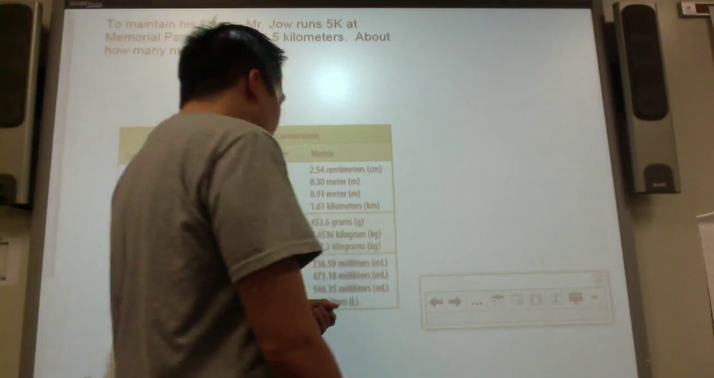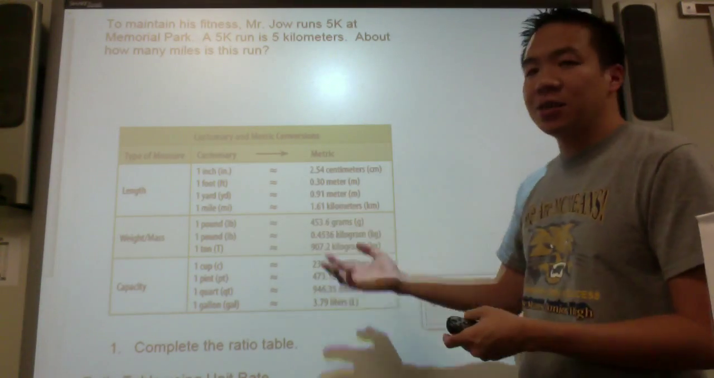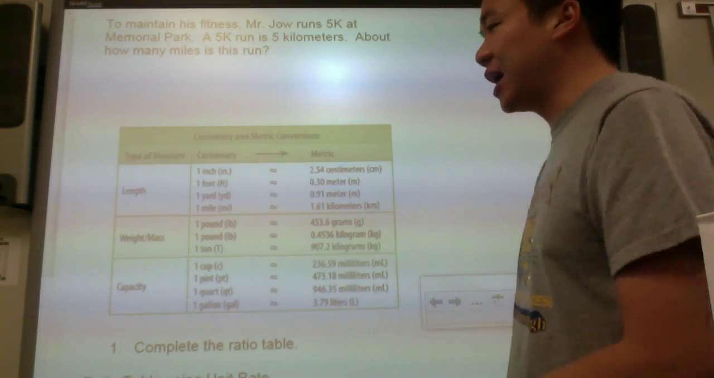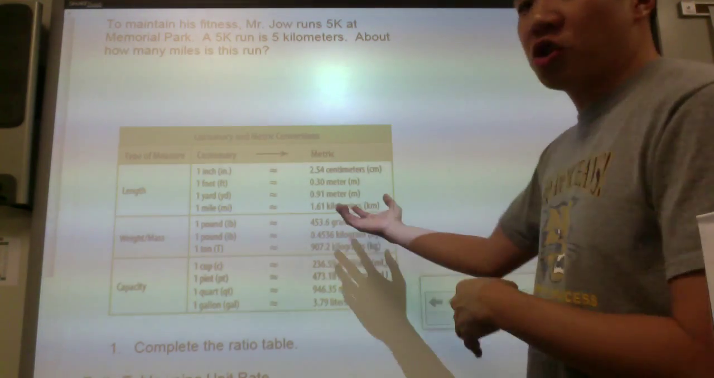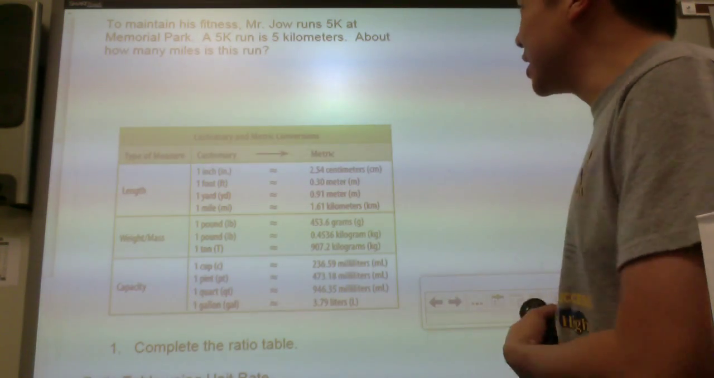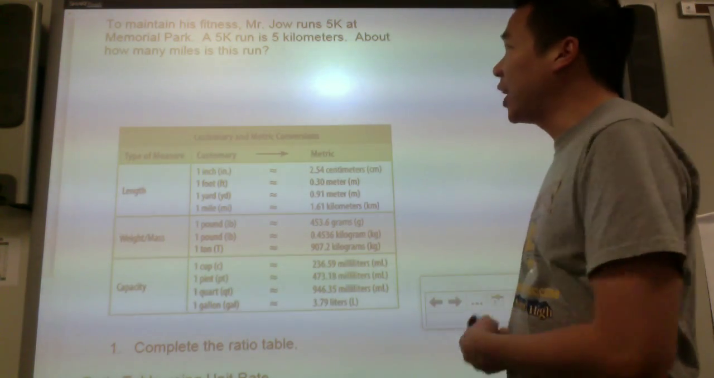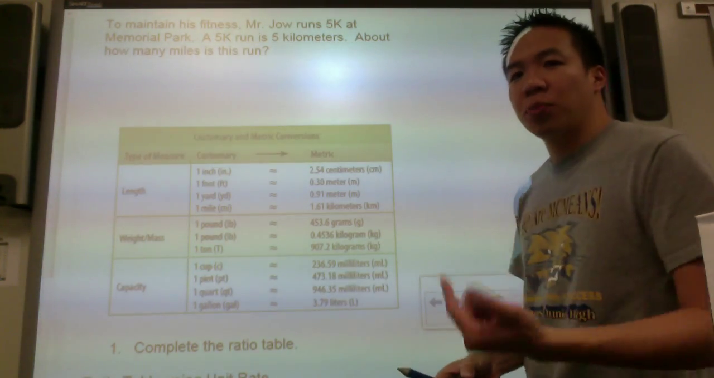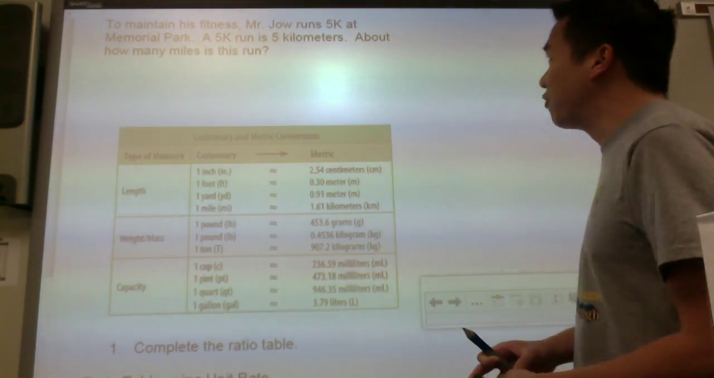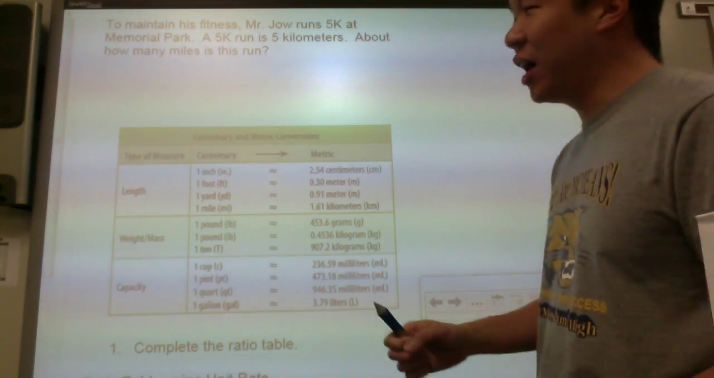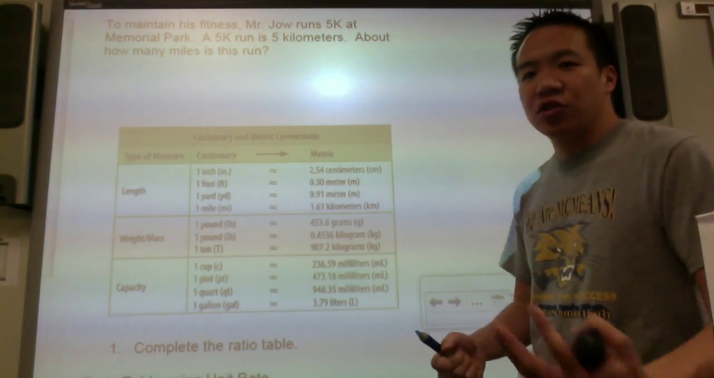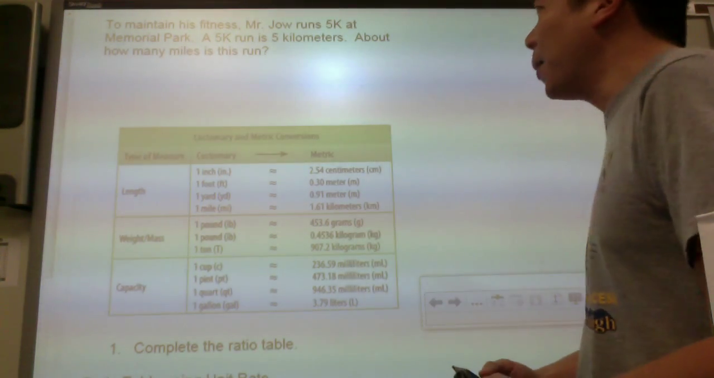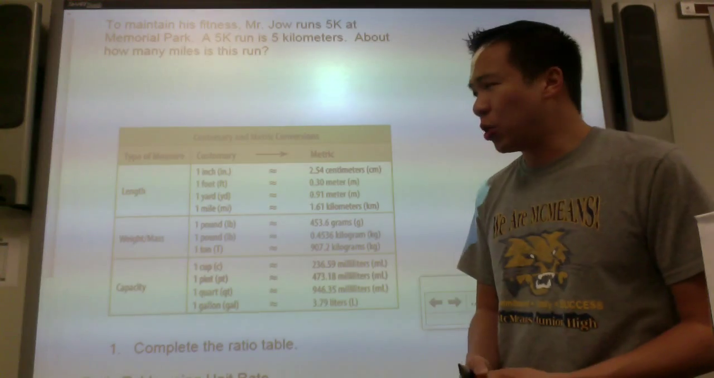Each one of you will be given one of these customary and metric conversion charts. We will be taping it to the left side of your notebook. It's also right here in your notes. To maintain my fitness, I run 5K, or 5 kilometers, at Memorial Park, one of the largest parks in Houston. A 5K run is 5 kilometers. You always hear kids or adults run the 3K race, the 5K race. About how many miles is this run?